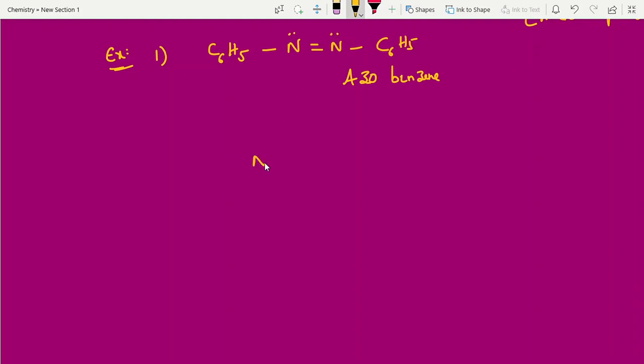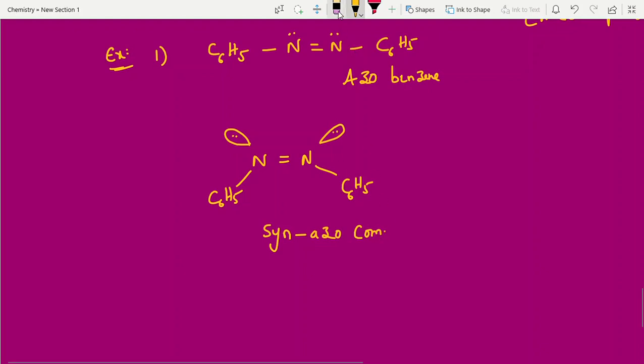Okay, now N double bond N, this is the active site, right? Now here I am writing lone pair. This nitrogen has lone pair and C6H5 group, and this nitrogen has lone pair, and this is C6H5 group. So see, similar groups, C6H5. This is lone pair, same side. This is easy again. Syn-azo compounds. Syn-azobenzene.